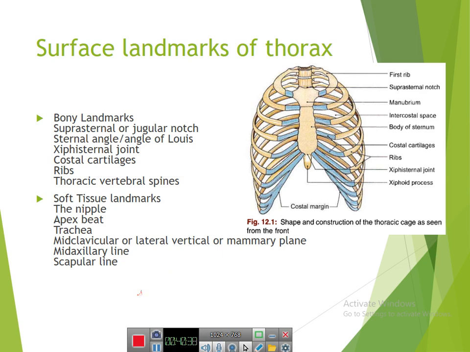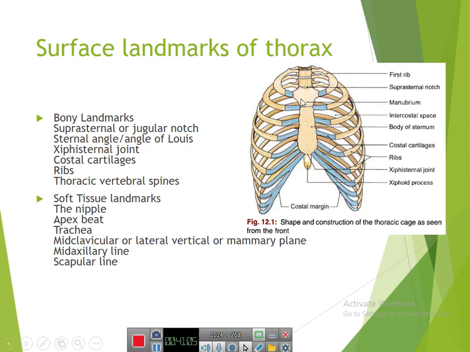Let's get started with bony landmarks. Suprasternal notch or jugular notch. If you look at this picture, this structure is called the sternum. We have the manubrium in the upper part, the body of the sternum, and the xiphoid process in the lower part of this bone.